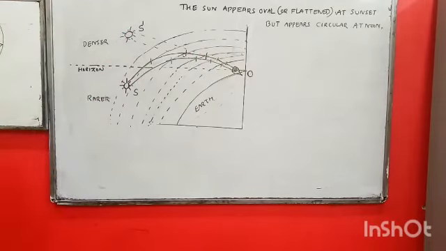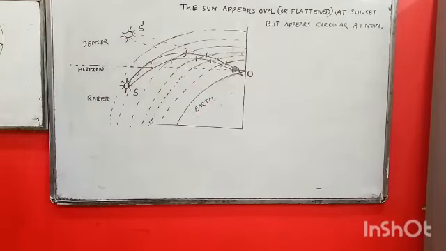But at noon, because in the evening or in the morning, the sun is far away from us. It is below the horizon. So therefore, unequal bending takes place. Listen carefully. Below the horizon, far away from us, unequal bending takes place. Therefore, it appears flattened.